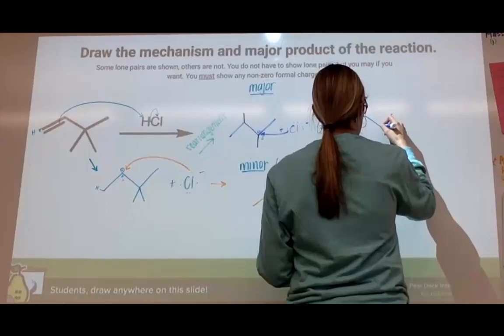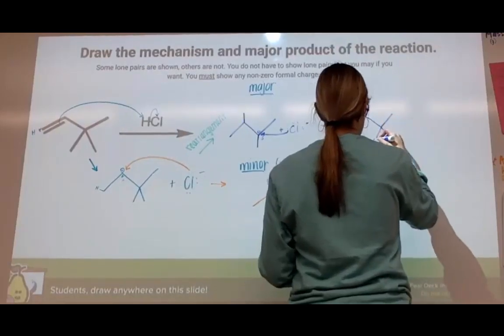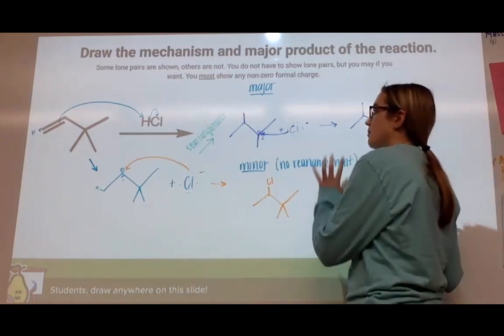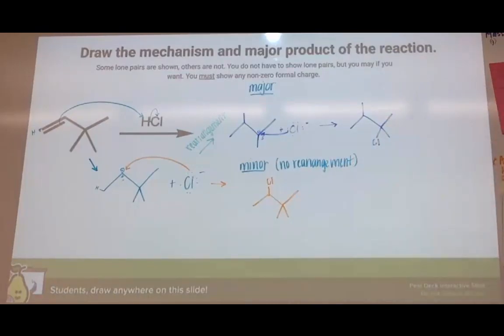The major product is this. So the major product is after a rearrangement occurred. So you can have a major product, you can have a minor product. The minor product is assuming no rearrangement. The major product is looking at the rearrangement, rearranging, and then continuing the mechanism.